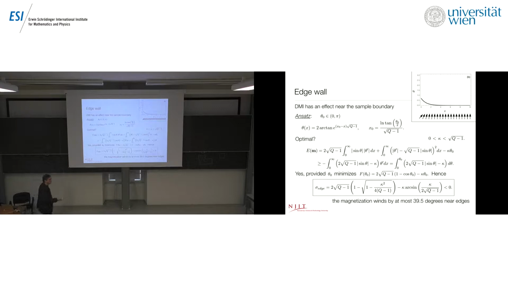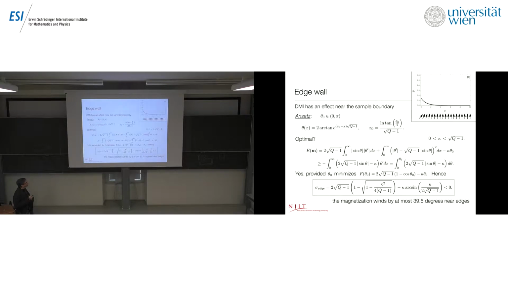So you get some candidate for a minimizer, and you want to see if that actually gives rise to a global minimum of the energy. And this can be done in a similar fashion. So we write the energy once again, and using the Modica-Mortolo trick, this gives rise to a formula of this form, where the energy now depends on the value of the angle between the magnetization vector and the vertical direction at the boundary of the sample.